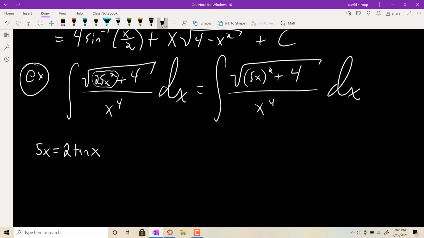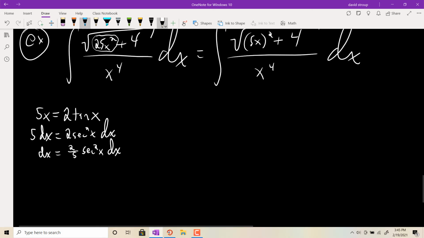Okay, then get your differential, and you can take the derivative. The derivative of 5x is 5 dx. The derivative of 2 tan x is 2 secant squared x dx. And then we want to isolate dx, so divide both sides by 5, and dx is 2/5 secant squared x dx. Okay, I'm going to go ahead and use theta all through there. Sorry. So dx is 2/5 secant squared theta d theta.